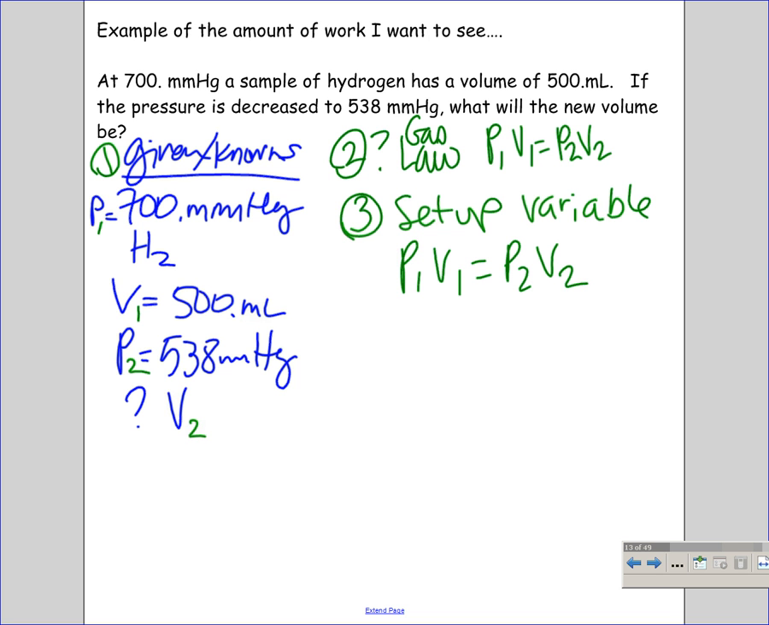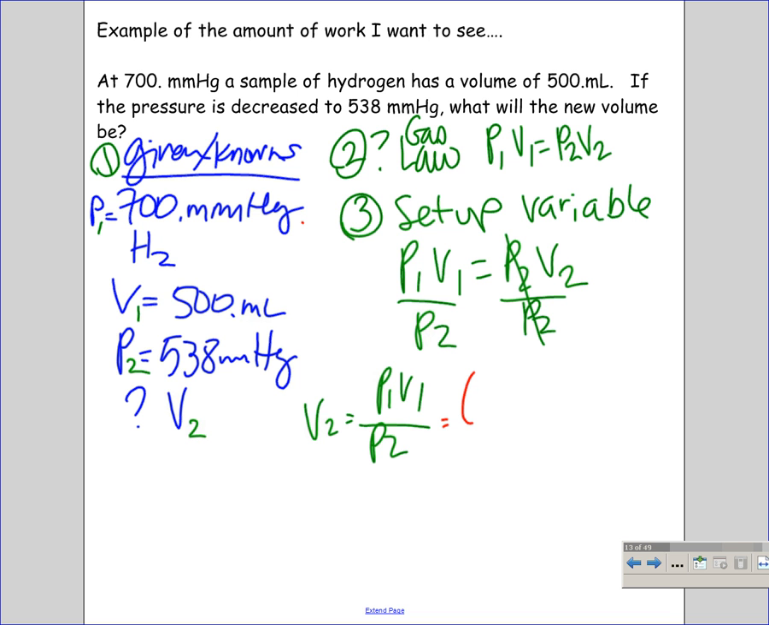What am I solving for? How do I solve for V2? Divide by P2, right? Okay, so this is what I mean. Draw it out like this first. Cancel out P2 on that side. So then you go, okay, P1V1 over P2 equals V2. Set it up. Now I can plug it in. One thing I want to make sure, though, is that my pressure units are the same units. Are they? Yeah. I've got millimeters mercury. I'm awesome. Good. I don't have to change anything.